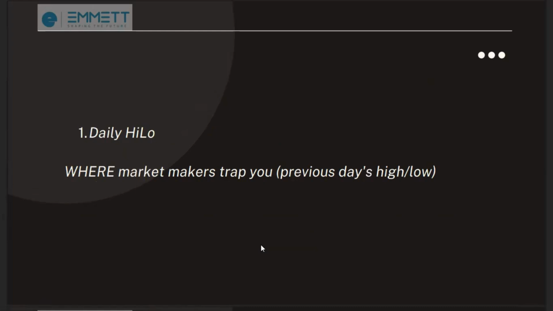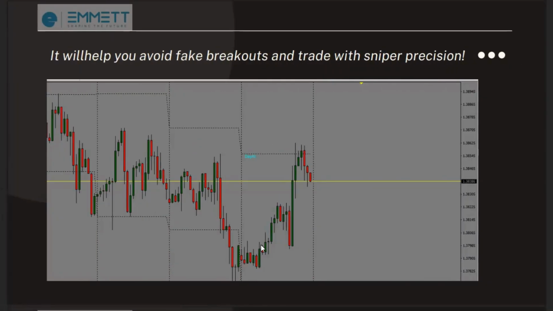Now, the daily high-low, as I said, is where the market makers will trap you. And this is actually the previous day's high or low. Once you mark these key levels, it means that that's where the market found liquidity or volume to push the market or prices up or down. So they are very significant key levels in the market. The daily high-low will actually help you avoid fake breakouts and trade with the exact sniper precision.